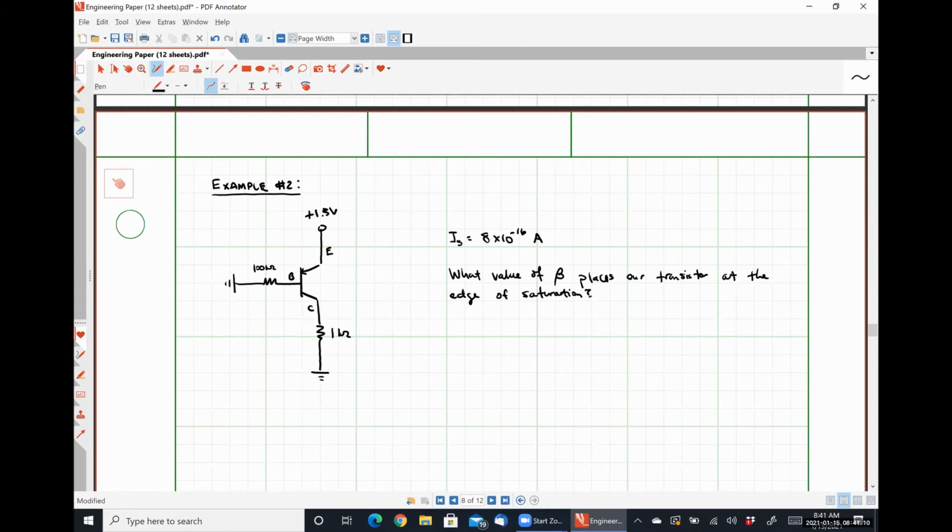For an NPN transistor, the edge of saturation was defined as when the collector-emitter voltage is the same as the base-emitter voltage. For a PNP transistor, it's the exact same thing, except we transpose those subscripts. So the edge of saturation means that VEB is the same as VEC.